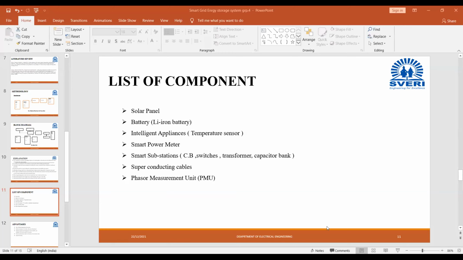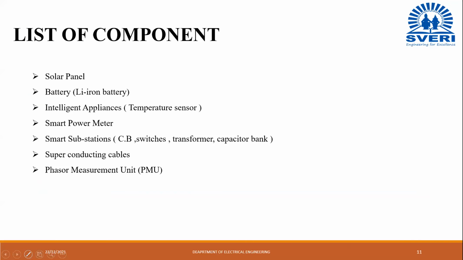Thank you, Amrita. Next one is the smart power meter. Smart power meter is necessary for automatic billing and monitoring, and we can read how many units we consume. Next one is smart substations. Smart substations include expensive components like circuit breakers, switches, transformer, capacitor bank. Next one is superconducting cable. In the traditional system we transfer the power through transmission lines, but in the smart grid we use superconducting cables.